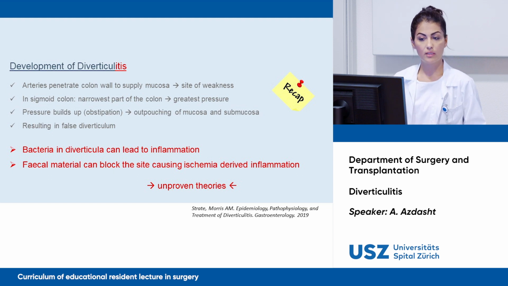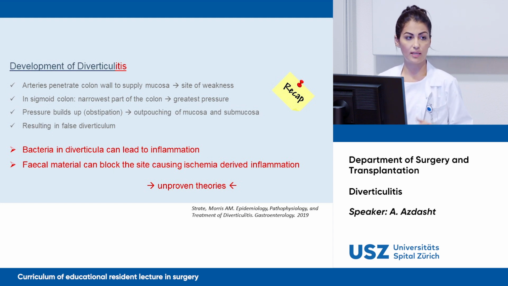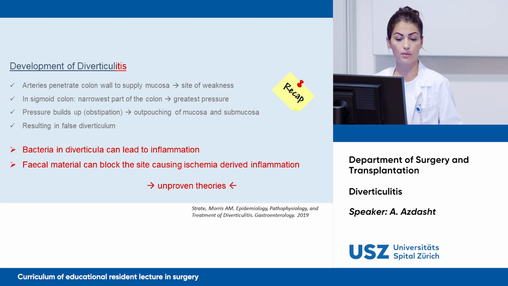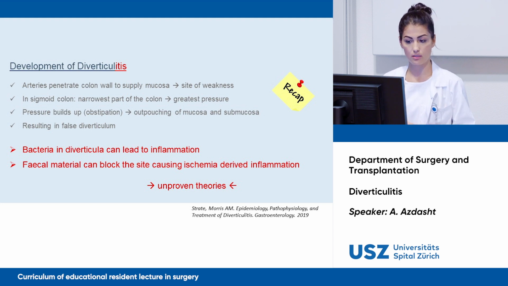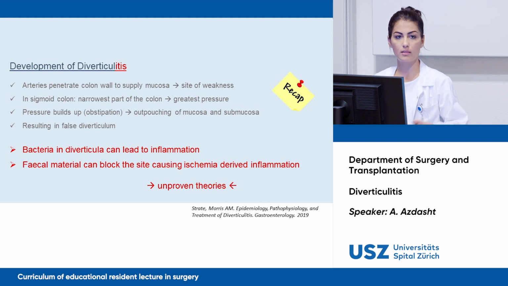Concerning the development of diverticulitis, we find bacteria in the diverticula that could lead to inflammation. Another theory is that fecal material blocks the site of the diverticula, causes an ischemia, and subsequently an ischemia-derived inflammation. But as I said, these are theories that are unproven yet.